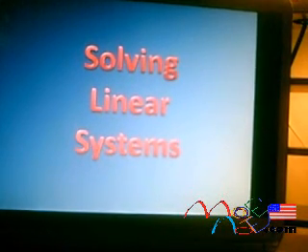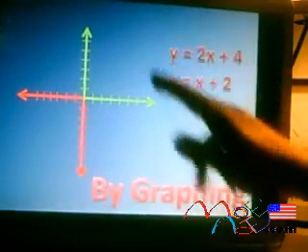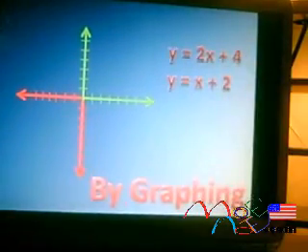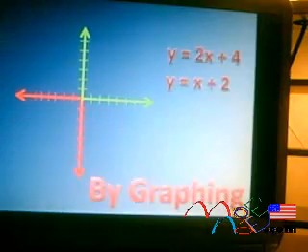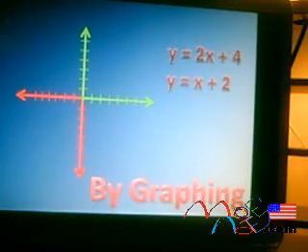This video is going to teach you how to solve linear systems. What does that mean? Well, a linear system is two or more equations like you see here, and the purpose is to find out where those two lines will intersect. First way you can do that is obviously just graph the two lines and you can estimate it.